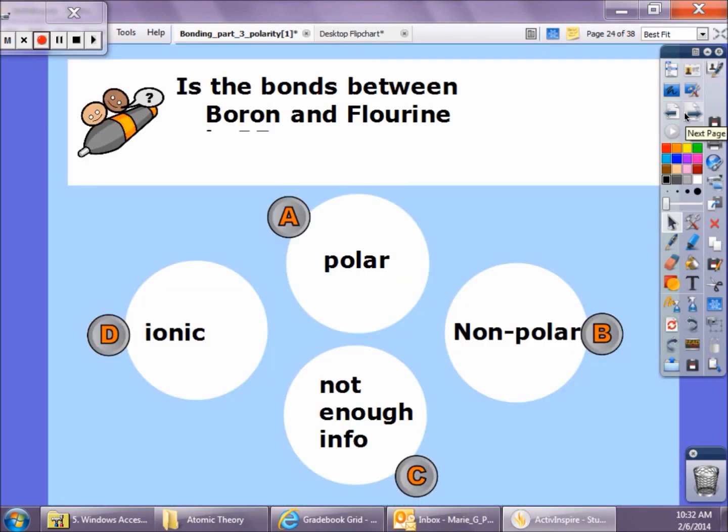Now, I'm checking. You have your electronegativity table out. Help me come up with the answers. Is the bond between boron and fluorine polar, non-polar, not enough information, or ionic? Polar. What is the difference in electronegativity between boron and fluorine? 2. The difference is 2. Oh, this is very high. Wow, it is very high. So I would even say it looks like it would go with close to ionic. But boron is not a metal.